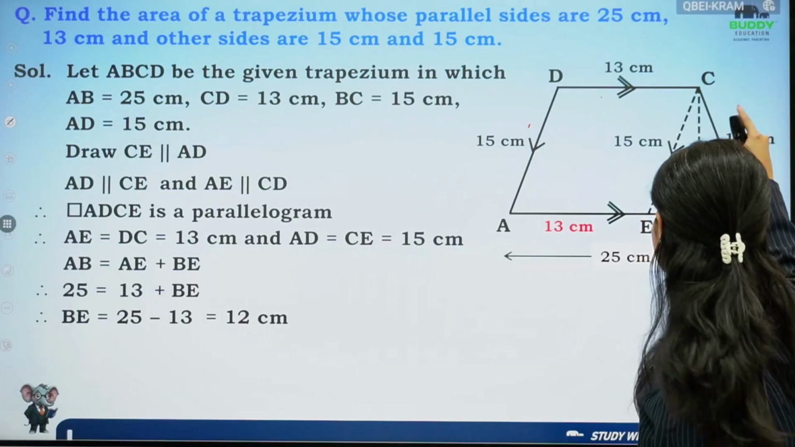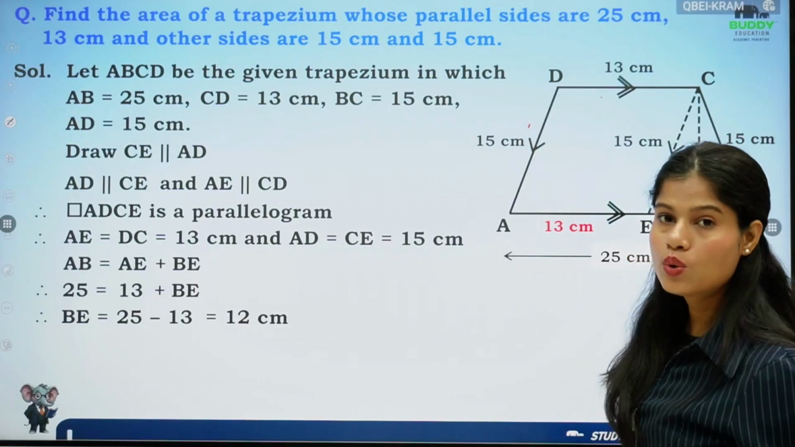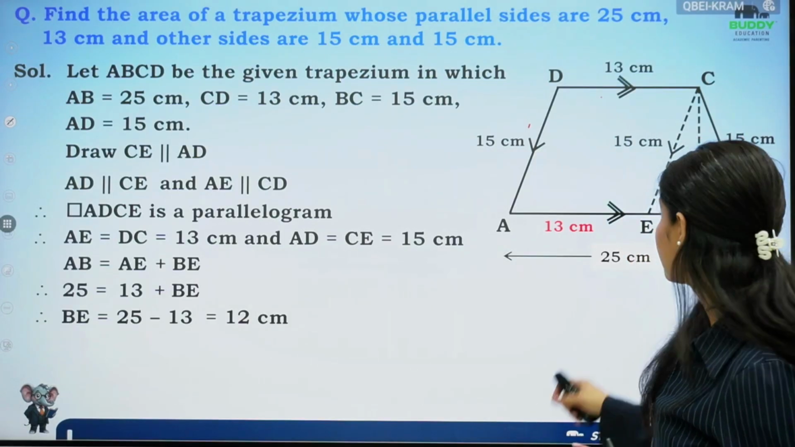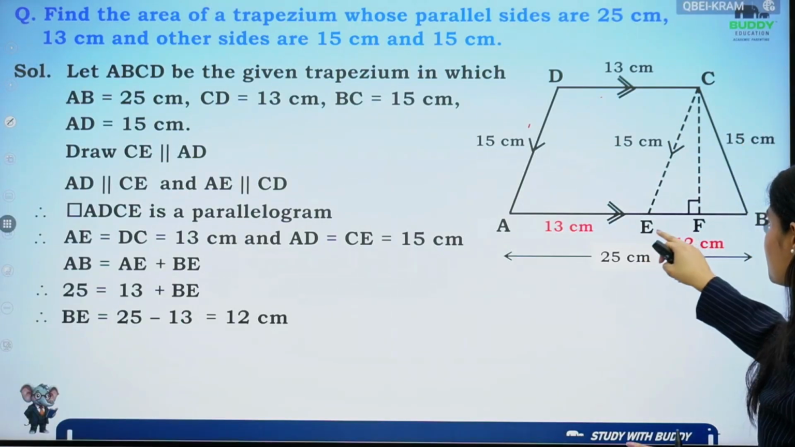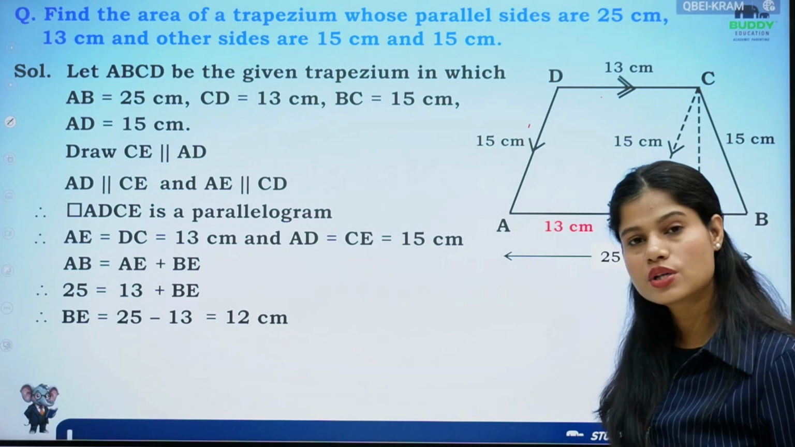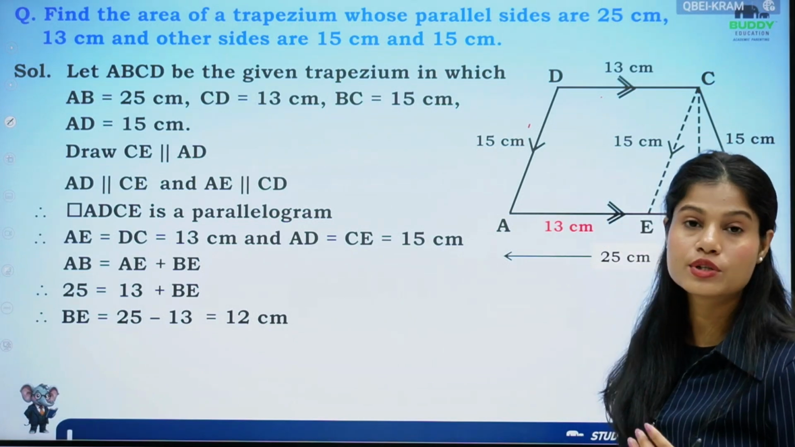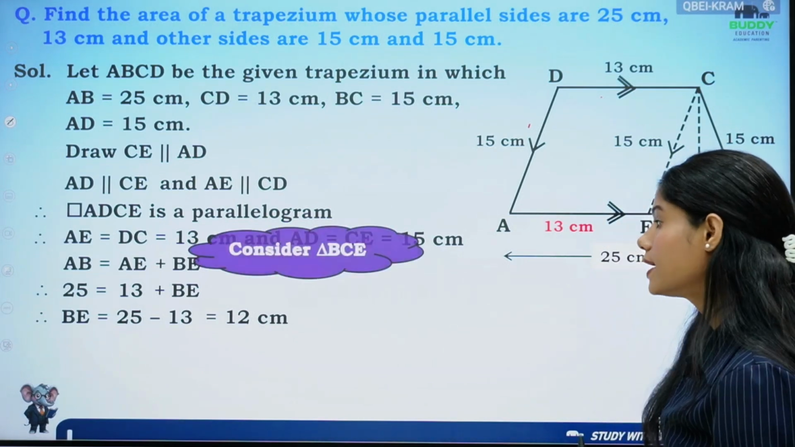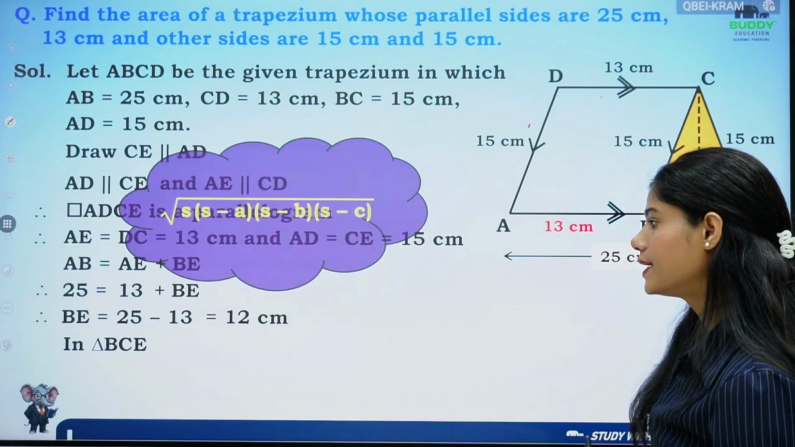Now in the triangle CEB, you have all the sides of the triangle: one is 15, another one is 15 and this one is 12. So on one side you can use Heron's formula, on the other side we are going to use the same formula, half base into height, and then we are going to equate them.